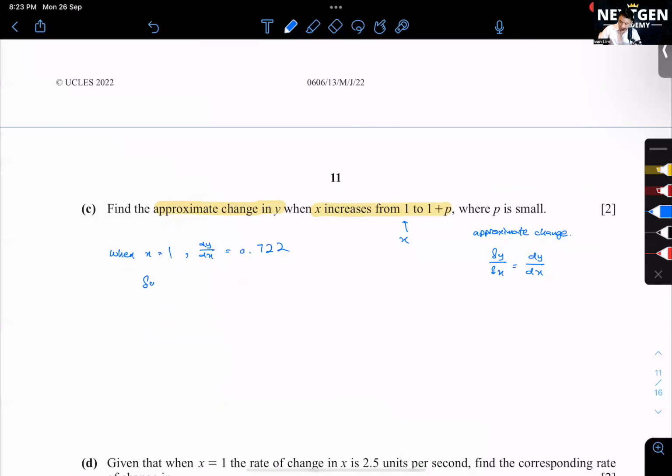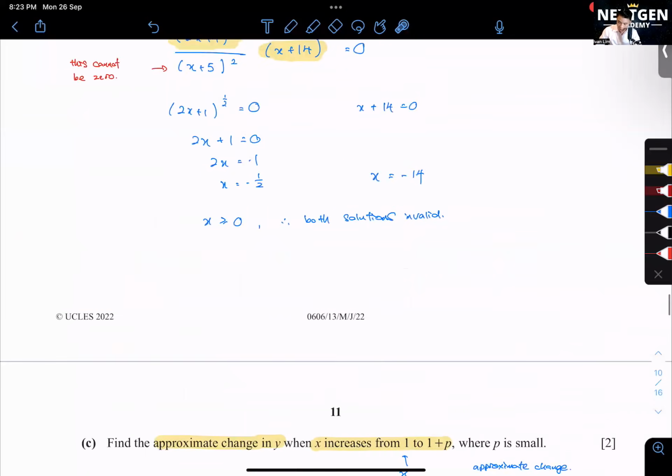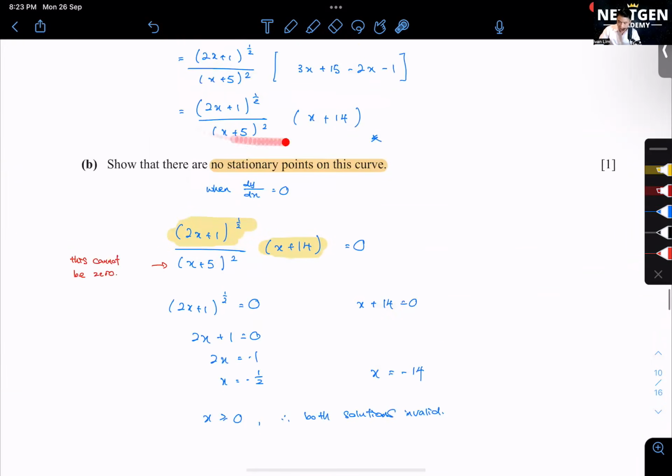Then we put into delta y over delta x equals to dy over dx. We also found, or it's given to us in the question, delta x is equals to 1 plus p minus 1, which is equals to p. So delta y over p equals to 0.722, which is delta y equals to 0.722 times p. So this one, go and sub it in first. In fact, don't even skip the subbing in. Go and sub in properly into your dy over dx equation.